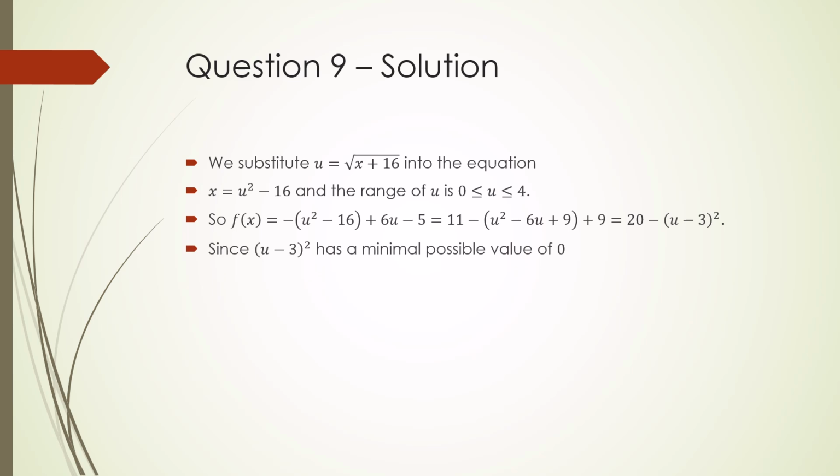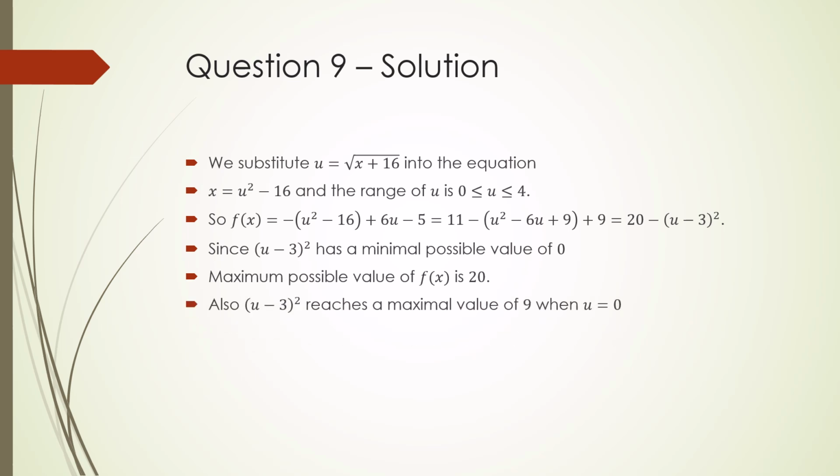And given the range of u, we know that (u minus 3) squared has a minimal possible value of 0, which happens when u is equal to 3, and therefore the maximum possible value of f of x is 20. But what is the maximum possible value of (u minus 3) squared that satisfies the range of u? It is simply when u is as far away from 3 as possible, and therefore the maximum value is 9 when u equals 0, yielding the minimum possible f of x of 11, and therefore the range of possible values of f of x is option E.